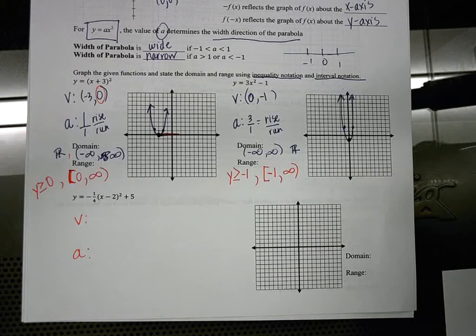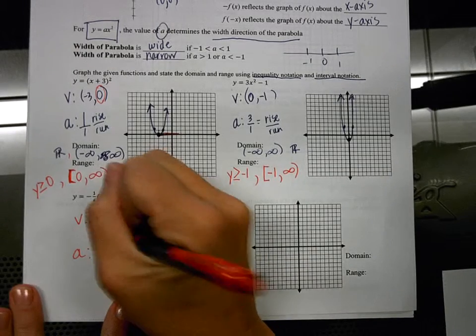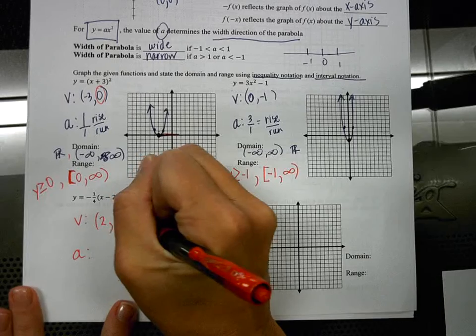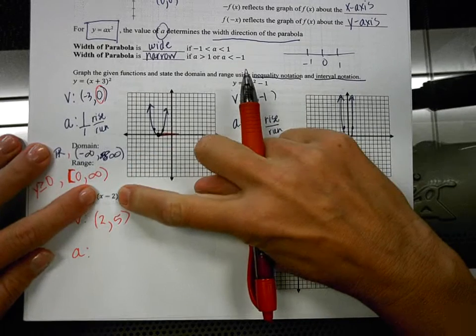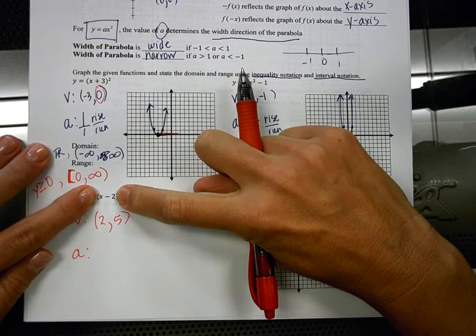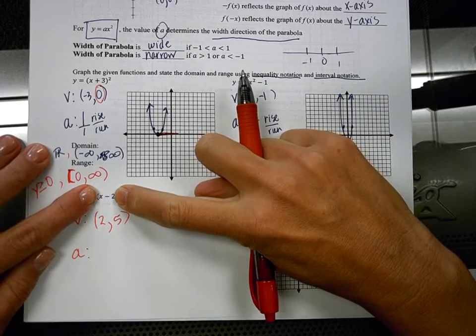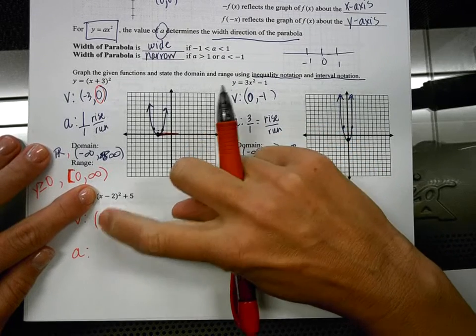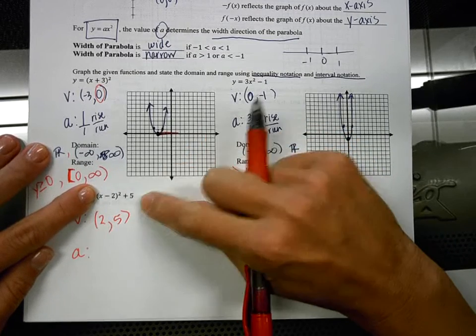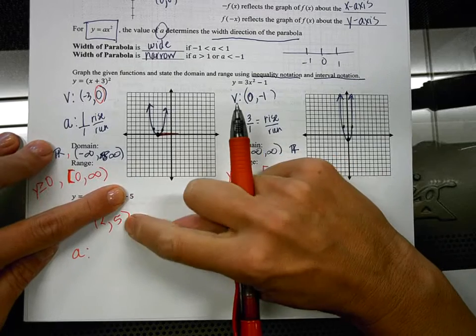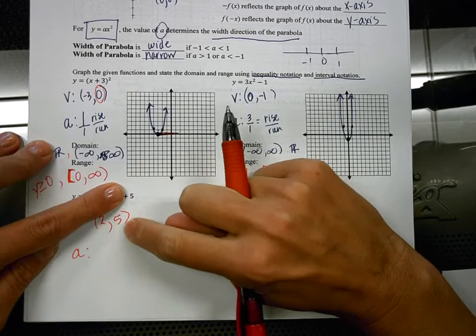So vertex. What will be my vertex on this problem? (2, 5). So again, remember the x value of the vertex is whatever is in parentheses with the x, but it comes out as the opposite. So -2 will end up changing to +2. The y value is the value at the end, and it's a +5, therefore it is +5.